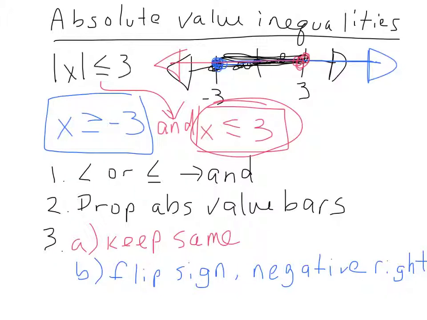So for absolute value inequalities, if it's a less than or equal to, it's an and. We drop the absolute value bars when we create the two inequalities. One of the inequalities, we keep the right-hand side the same as well as the inequality sign the same. And the other, a little more challenging or complicated inequality, the blue one here, we flip the sign and make the negative side of the inequality negative.